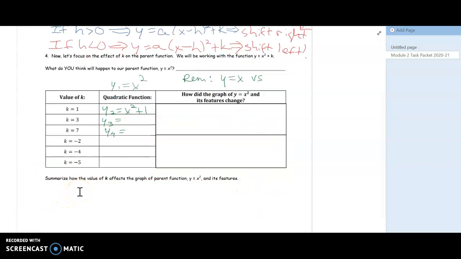Alrighty, now we're going to see what happens with that k. Now when we look at those effects of k, if I change the parent function to have a value outside that x squared, can you guess what that's going to do to our quadratic function, how it's going to transform it?